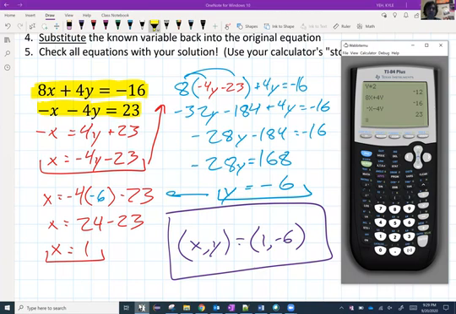So just a quick demo of how to use your graphing calculator, how to use that store function to plug values in and check them in the original equations.